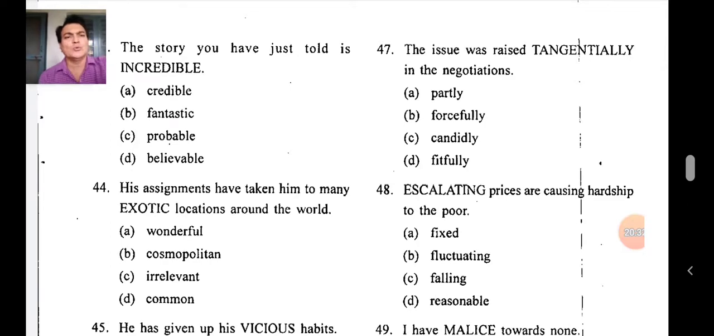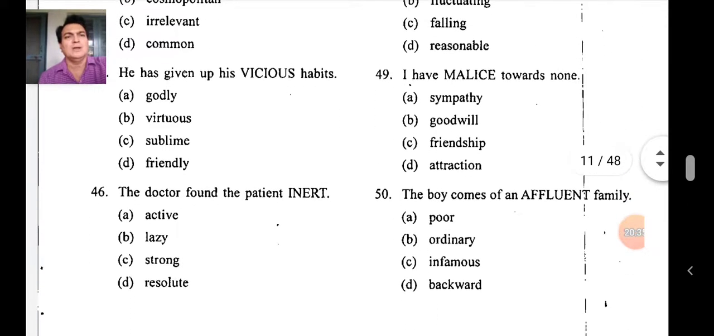Let's go to the 49th and 50th one. I have malice towards none. Sympathy, goodwill, friendship, attraction. Malice, what does it mean? Ill will, bad intention. You do something with bad intention, you have ill will. So naturally, the antonym will be goodwill.